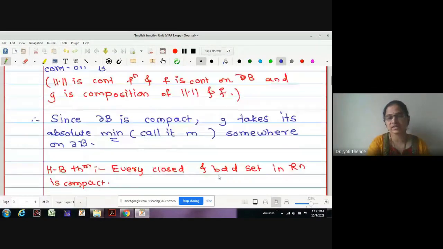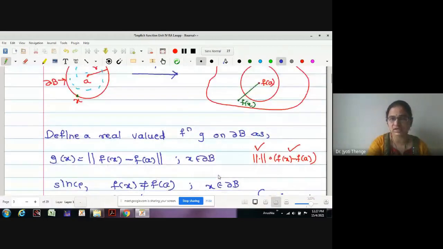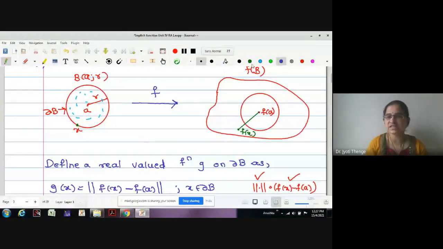Let us come to the sketch again to understand this. We were saying g takes its minimum. Now what I will do, I will take one point z on the boundary. The corresponding image of this z, let it be somewhere here, f(z) in f(∂B), and the distance between this f(z) and f(a) is the minimum distance, and this distance we are going to call M.